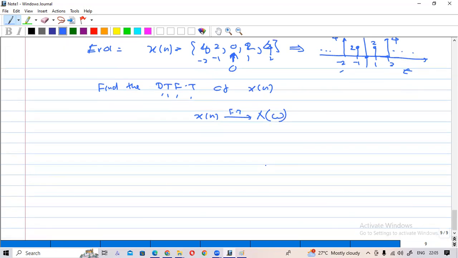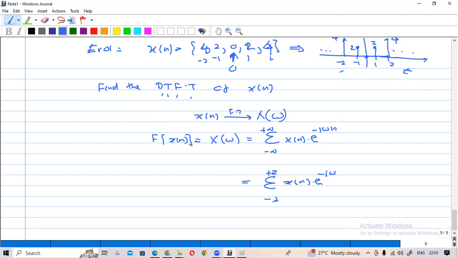This is a non-periodic signal, X(omega). So if you take the Fourier transform of x[n], that will be X(omega), and it is given by the sum from minus infinity to plus infinity of x[n] e to the power minus j omega n. This is very easy. Now you have only a sequence from -2 to 2, so you have the sum from -2 to +2 of x[n] e to the power minus j omega n.